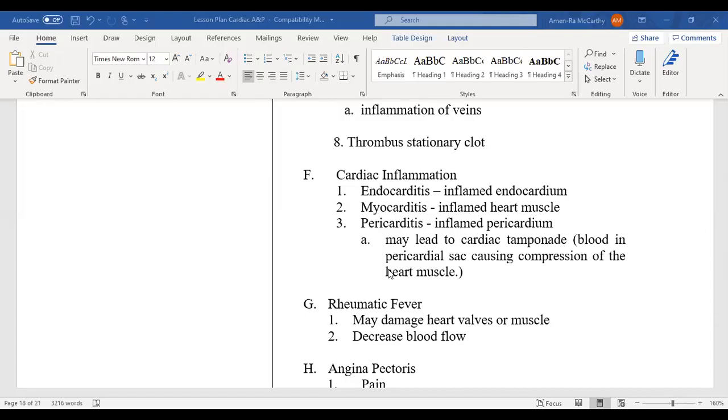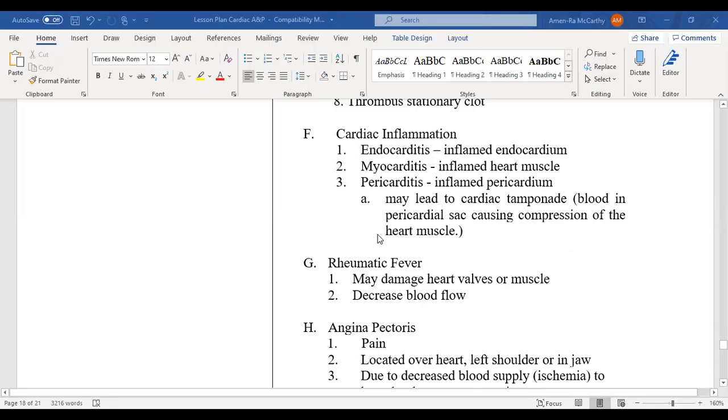Let me plug you up, Rayon. I can plug my speaker up. All right. Now, if that pericarditis, if it can lead to what? What does it say it can lead to? Everybody say it together. What's it say?